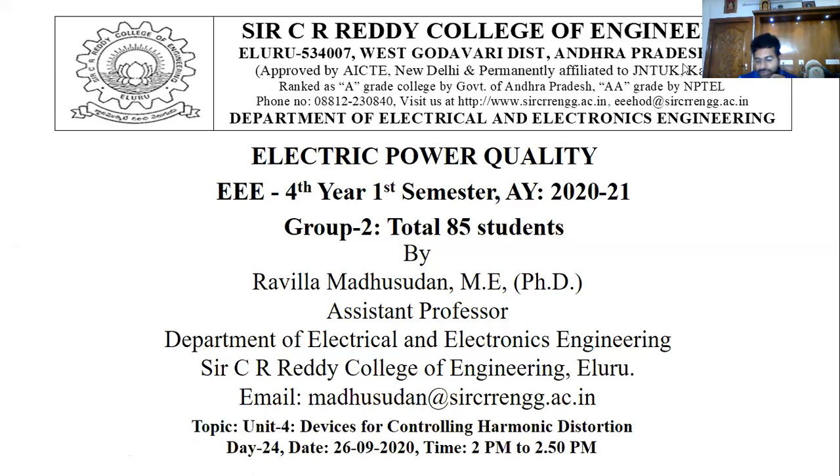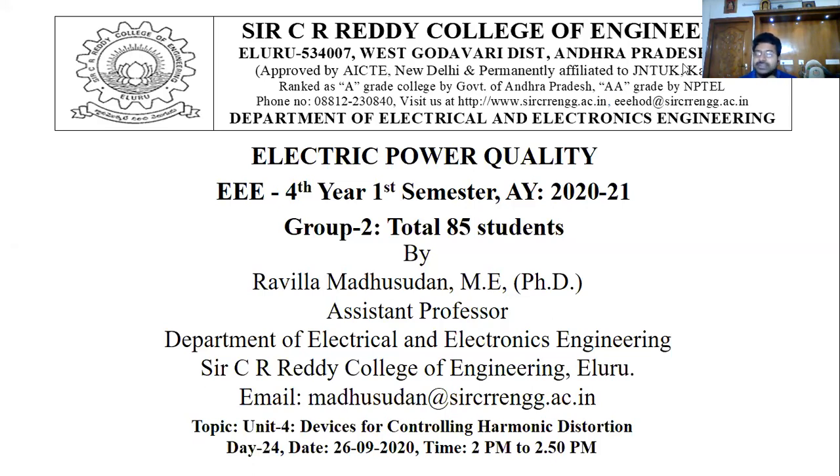So we are in the fourth chapter, the fourth unit. In the last days, only one or two topics are left; the remaining topics are already completed. Today's class is on devices for controlling harmonic distortions. In the last class we were already on this topic, but we left some concepts in yesterday's class, so we are trying to complete those topics in today's class.